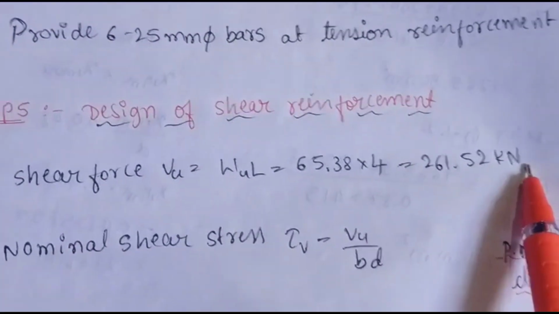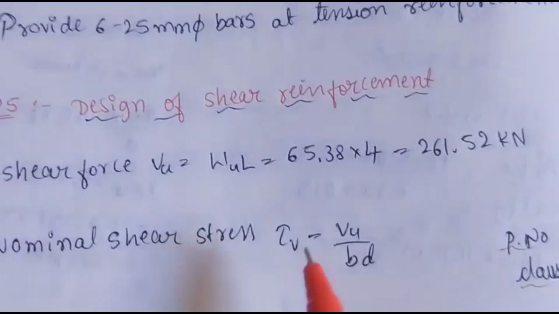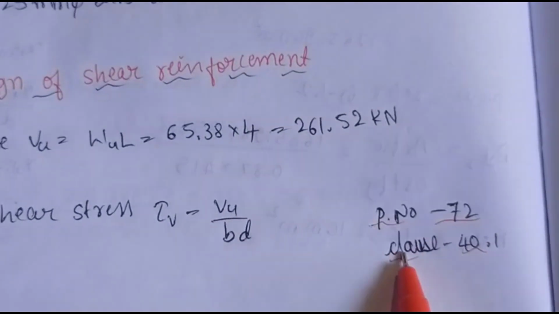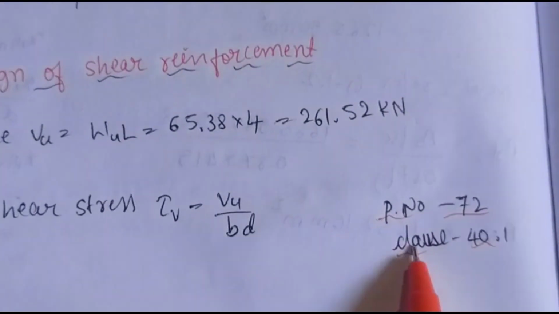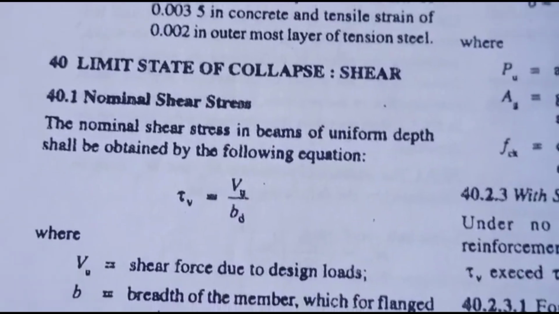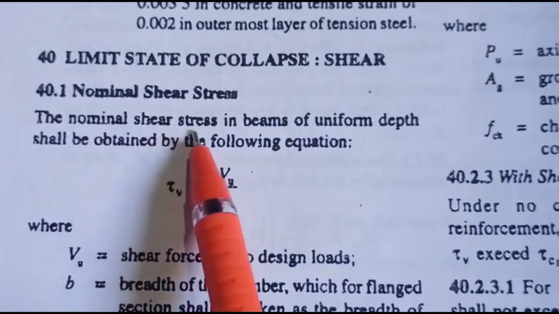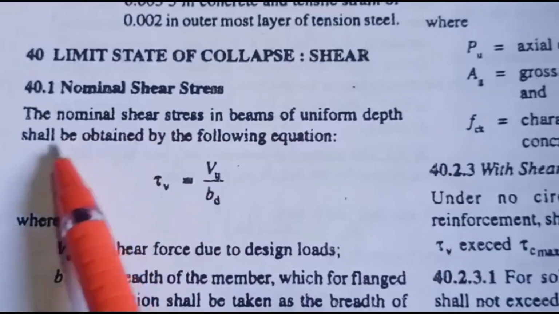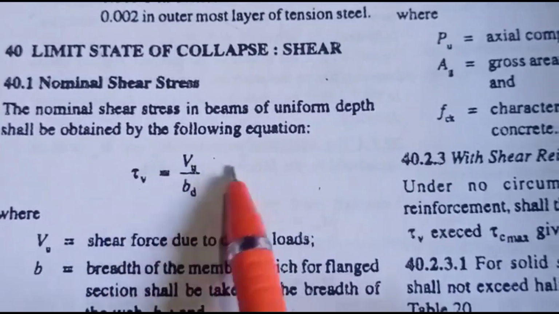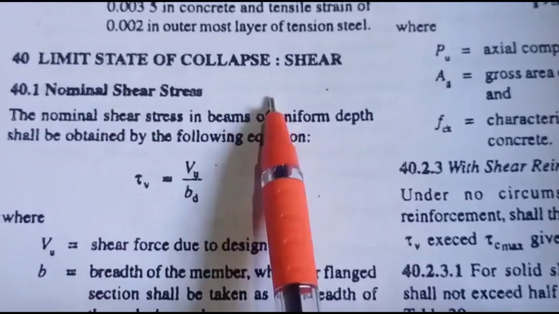So after this, we'll go for the calculation of nominal shear stress, denoted as tau v. For this formula, we need to refer to page number 72 of IS 456 2000, clause 40.1. We will see what they have said. The nominal shear stress in beams of uniform depth shall be obtained by the following equation, that is tau v is equal to Vu divided by B into D.